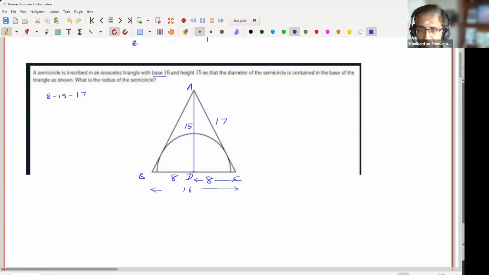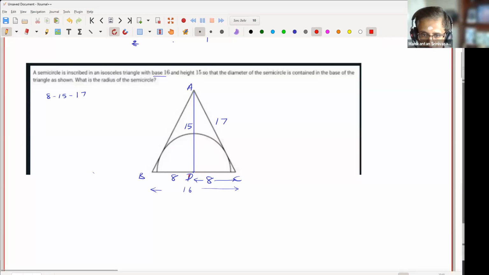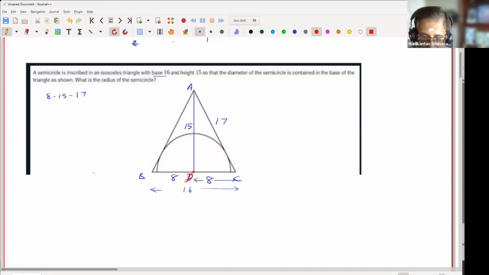I'll give you guys 1 more minute, but one important hint. You guys should automatically do this going forward. Whenever there's a circle and there's a tangent, right? You see the tangent AC, with the circle at the center D. So D is the center. So always draw a line from the center to the tangent point.